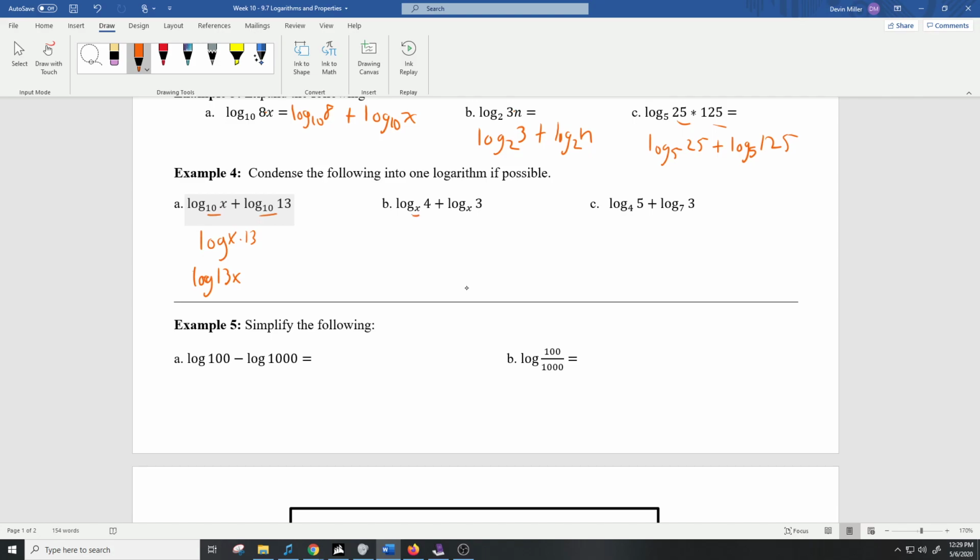Part B, check to see if they have the same base. They do. So this is log base x. And then 4 and 3 go together. But how do we put them together? You multiply them. 4 times 3 is 12. The last one, log base 4 of 5 plus log base 7 of 3. 4 and 7 are not the same base. Not possible. You're not able to condense them. Have to have the same base.